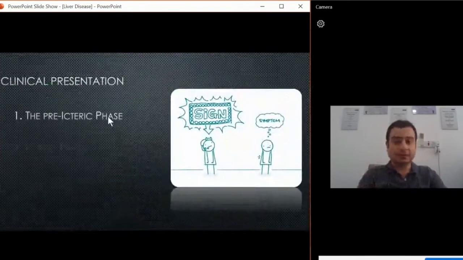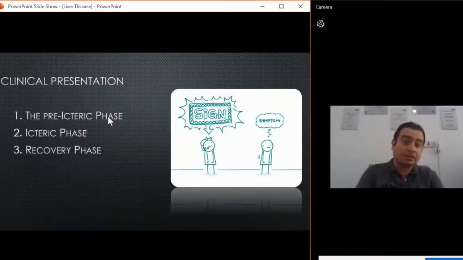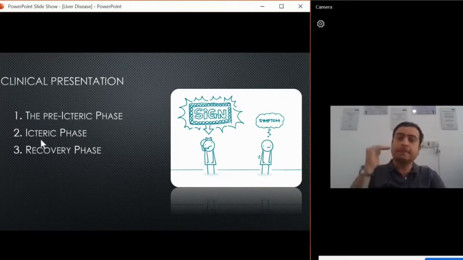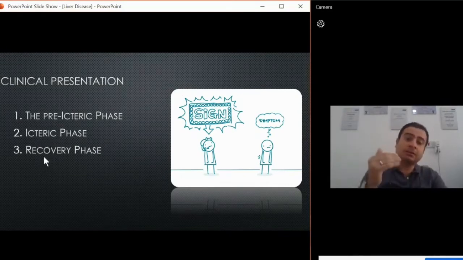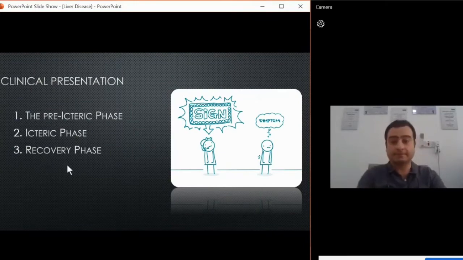Patients with hepatitis have a clinical presentation. They have signs and symptoms. The signs and symptoms can be classified into three categories. The first one is the pre-icteric phase. Icteric means like jaundice, so pre-icteric phase. Two, the icteric phase, and the third one is the post-icteric phase or the recovery phase.